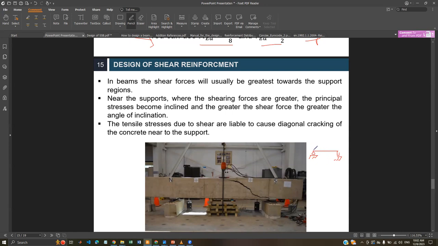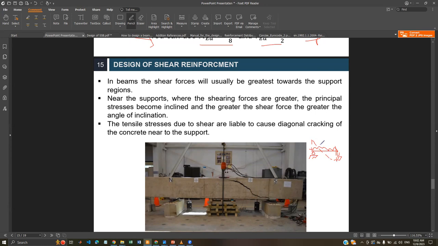So you know that, right? If I consider the UDL or point load or whatever it is, most of the time the shear will be higher at the support condition. Whatever the support condition is, the shear will always be higher at the support and almost zero or very low at the midpoint.